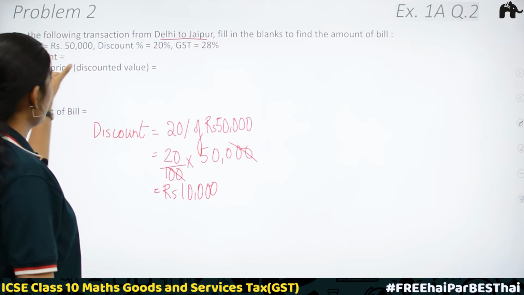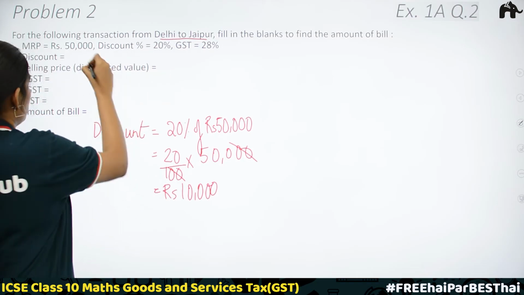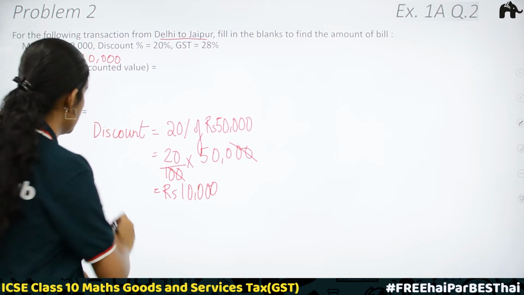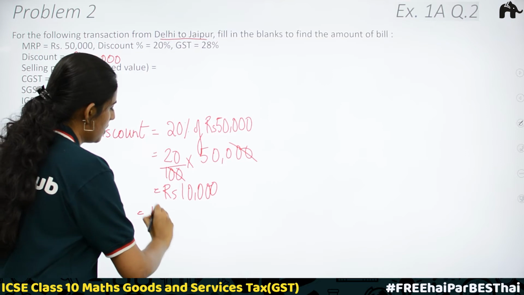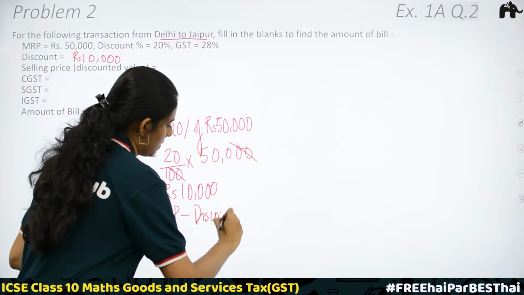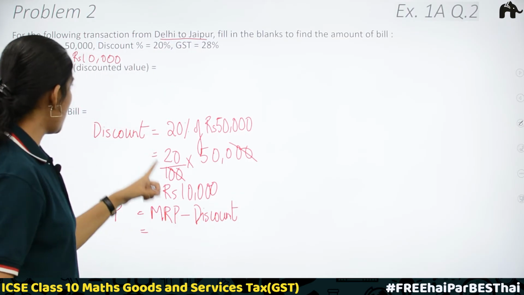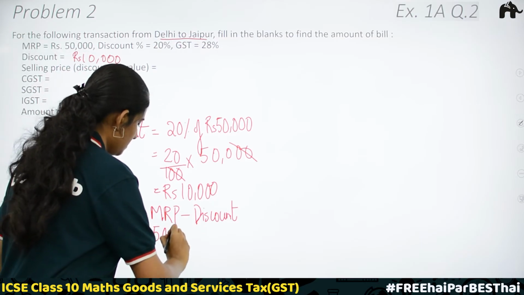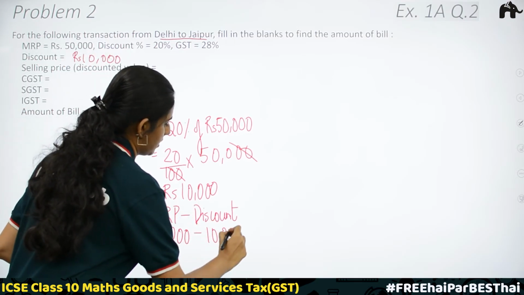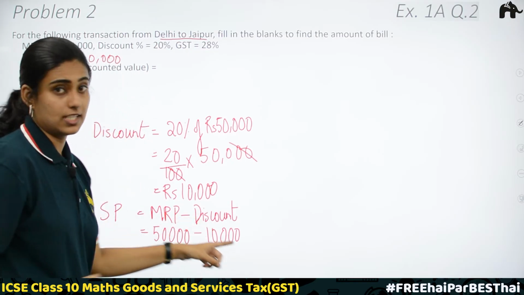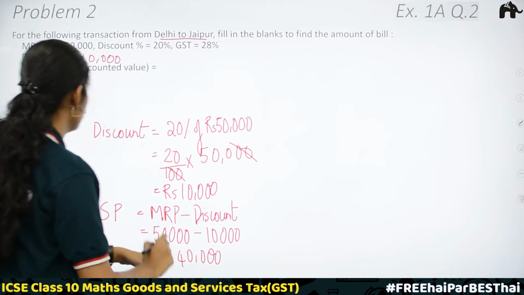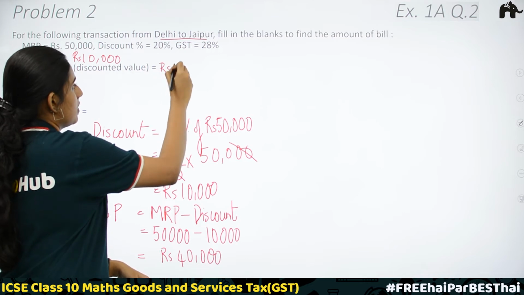You got the discount and you know what MRP is. So here discount is equal to rupees 10,000. Next, selling price. Selling price we know to calculate. Selling price is equal to marked price minus discount. Here, marked price is 50,000 minus discount we calculated, that is 10,000. 50,000 minus 10,000, that is rupees 40,000. So we got the selling price, that is rupees 40,000.